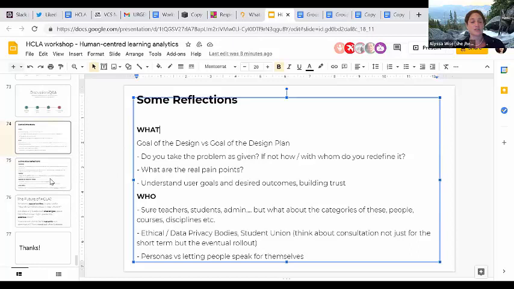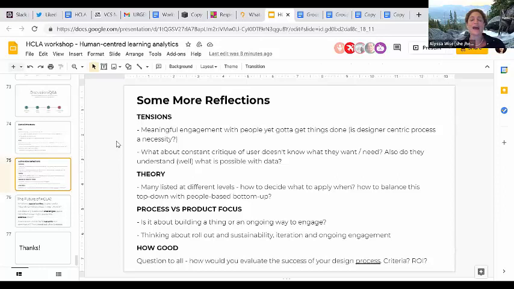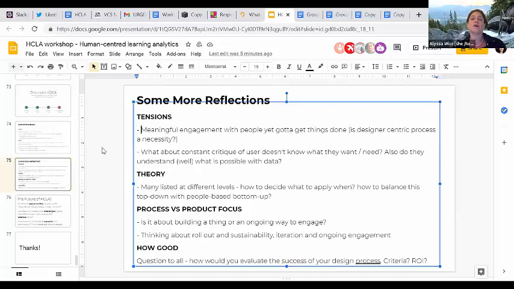So, tensions. I don't know if any group dug into this much, but how do you deal with getting real, meaningful engagement with people versus the fact that you've got to get things done? A lot of the processes read as a little designer-centric to me. On the other hand, as someone who's done this, I understand very well that you have to build something, and sitting and talking with users all the time, they're not going to build it for you. So I wondered whether a designer-centric process is maybe a necessity, and feel free to push back against this. And I think someone mentioned, what about the constant critique? Users don't always know what they want and what they need.